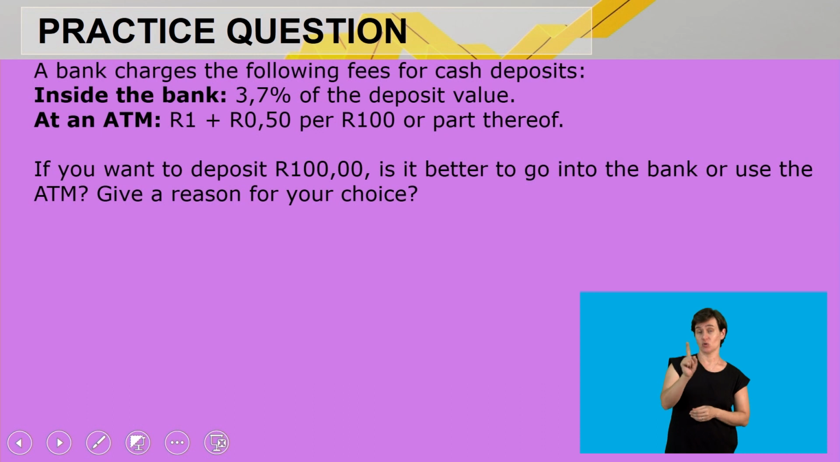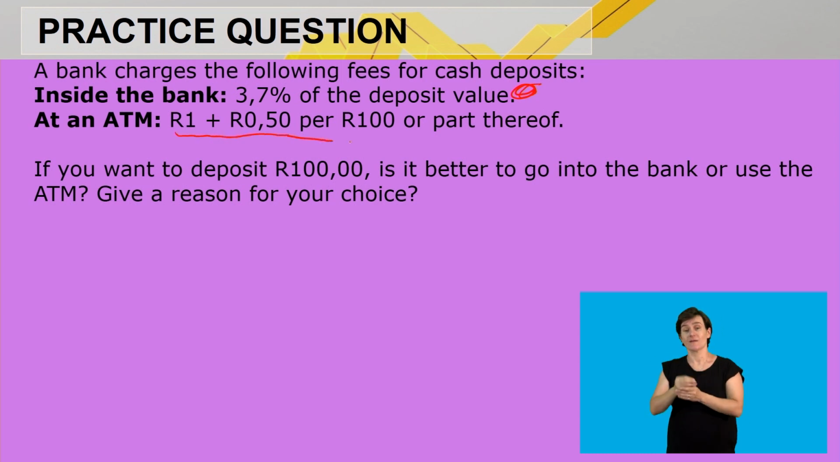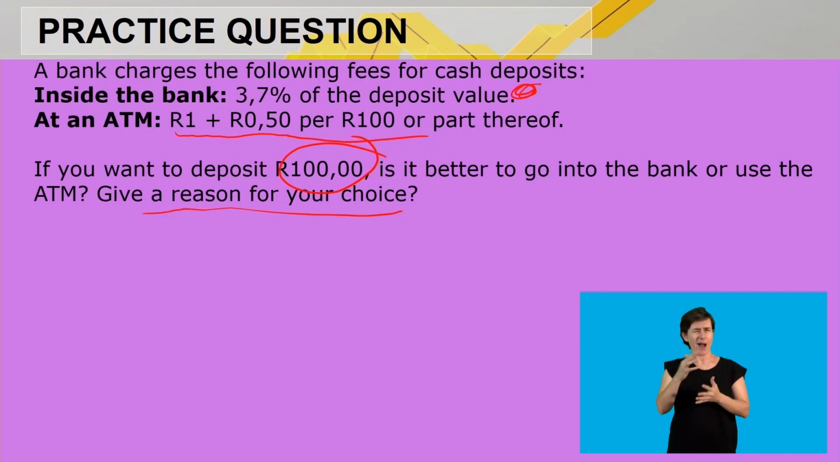A bank charges the following fees for cash deposits. Inside the bank is 3.7% of the deposit value, and then at an ATM it's 1 rand and then 50 cents per 100 or part thereof. If you want to deposit 100 rand, is it better to go into the bank or to use the ATM? And give a reason for your choice. Remember here, you can't be lazy and just say no in the bank and then stop there. Give a reason for your choice means show us by calculation why you made your choice.